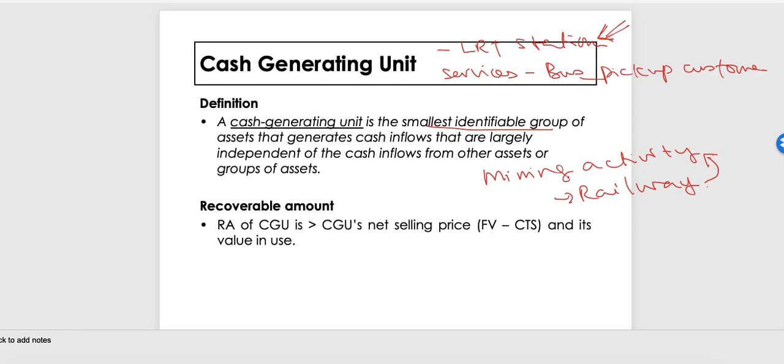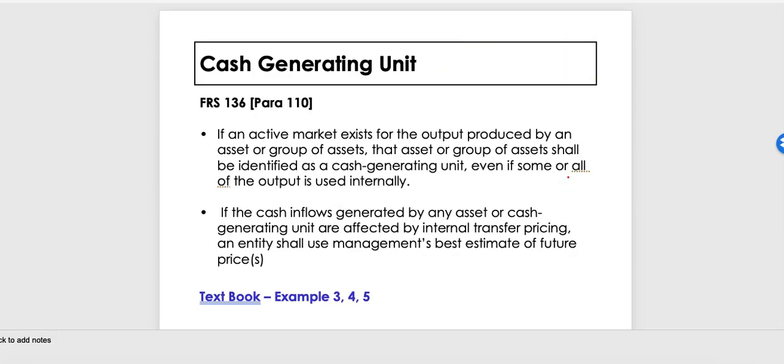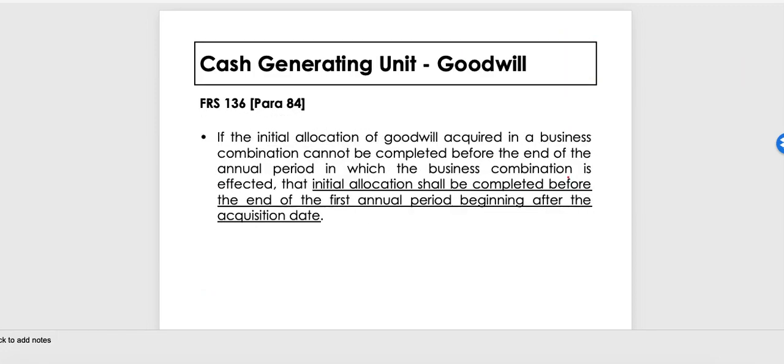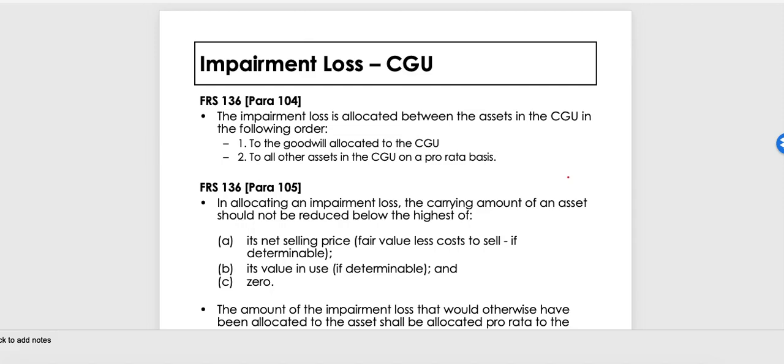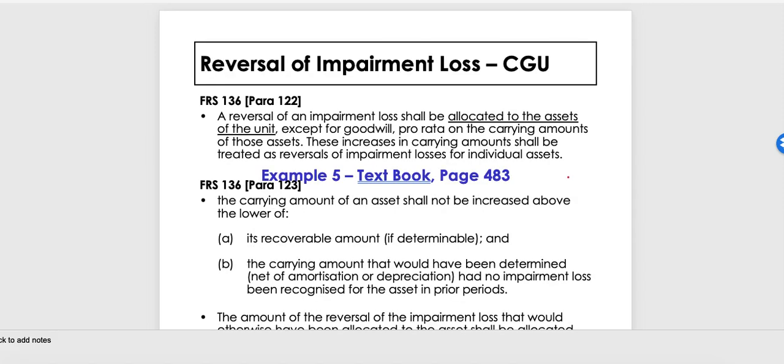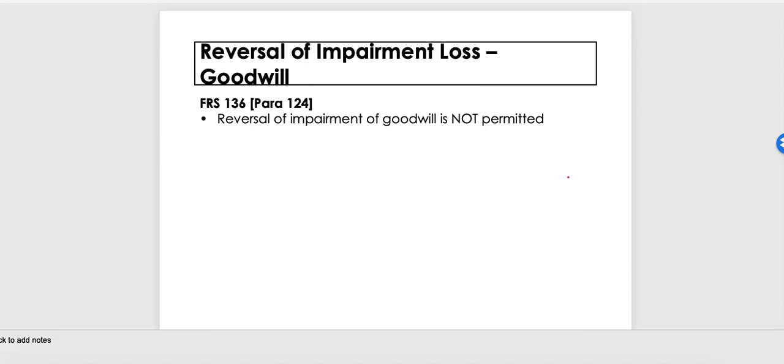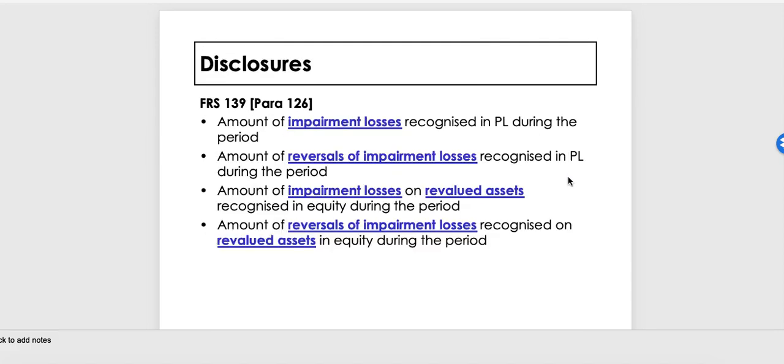So this is not covered in your syllabus. The reversal of impairment loss is also not covered in your syllabus. So that's all for impairment. Thank you.